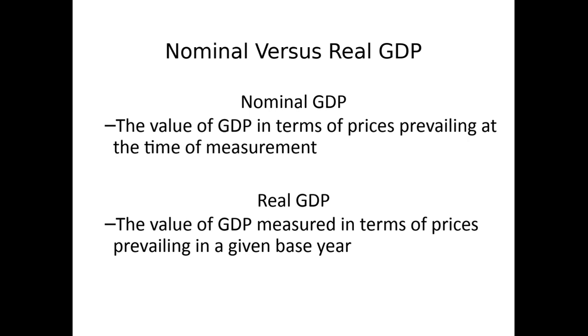You get a higher number simply because of higher prices. So if you don't exclude the price effect, this is what we call nominal GDP. So the value of GDP in terms of prices prevailing at the time of measurement. So if prices are increasing, definitely your nominal GDP will increase because you are multiplying by a larger number. What is real GDP? The value of GDP measured in terms of prices in a specific year. This is what we call the base year.